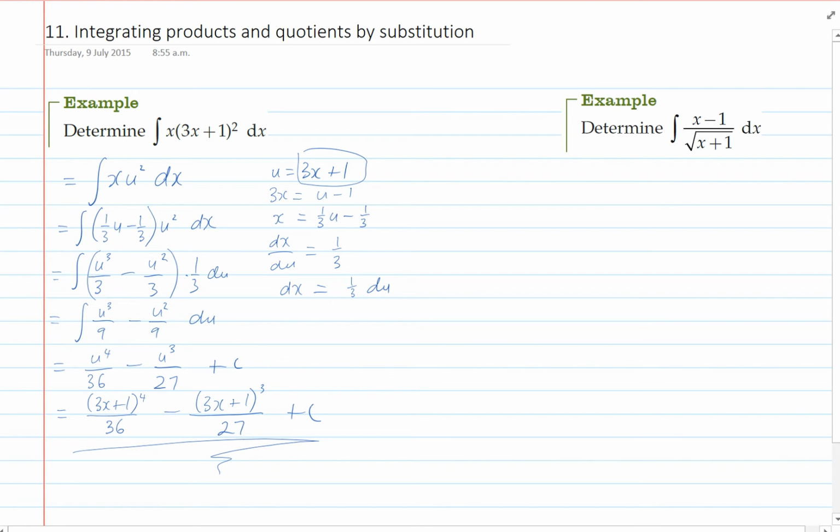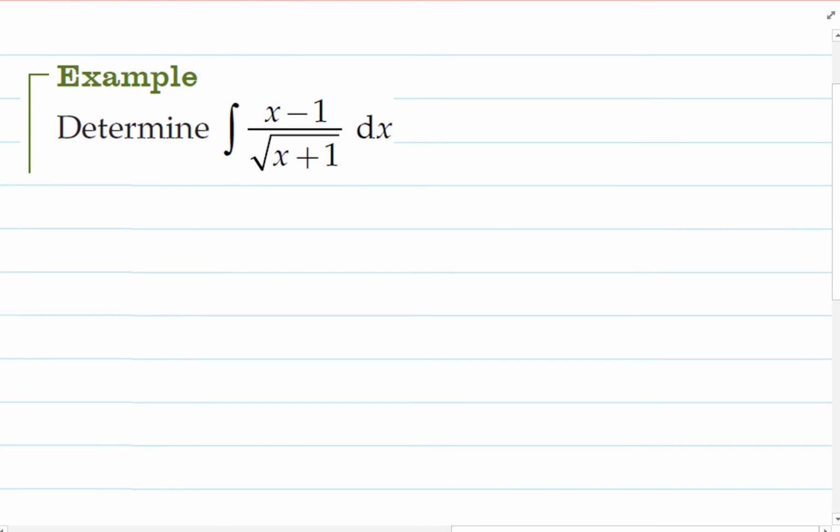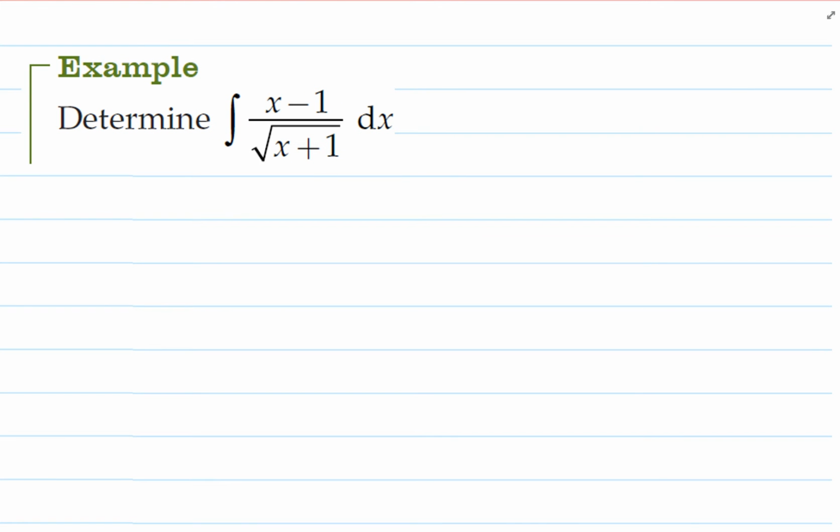Okay, let's look at our second example for integrating products and quotients by substitution. So in this case we've got a quotient and we have to decide what to make our substitution to be. Now it's a difficult choice for many students. Should you do u over root x plus 1, or should you do x minus 1 over root u, or should it just be straight u?